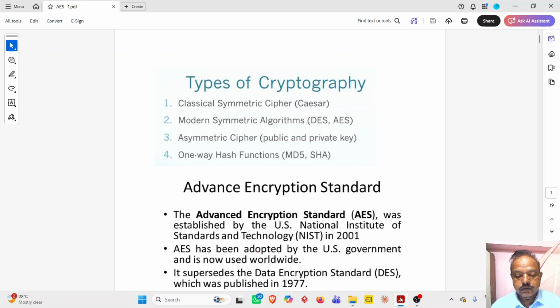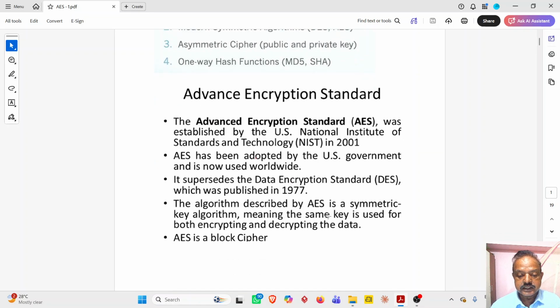We know the different types of cryptography. First is the classical symmetric cipher, that is the Caesar cipher. Second is the modern symmetric algorithm like DES and AES. Third is the asymmetric cipher, where we use a public key and a private key. The public key we use for encryption and the private key for decryption. And the fourth one is the one-way hash function, where we use MD5 or SHA. In this video, we mainly focus on the Advanced Encryption Standard.